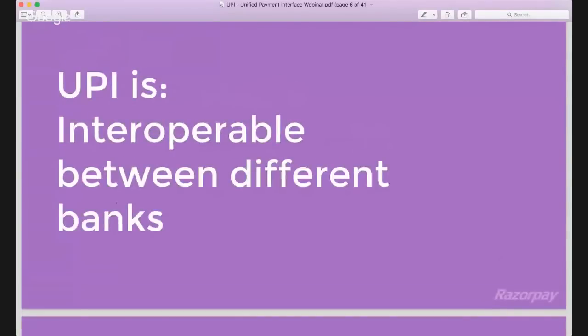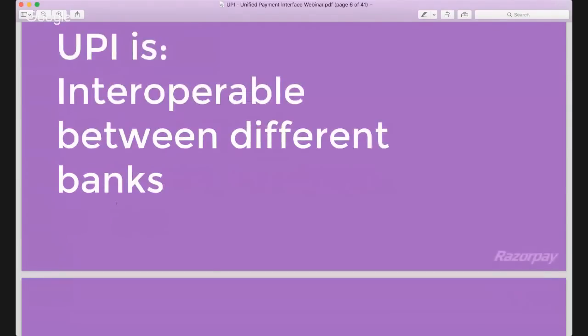UPI is interoperable between different banks, which means even if you have a bank application of a particular bank, you can still use UPI as a payment method to transfer funds from a different bank account, which that particular bank application might not even own. They won't know about the transfer at all. They just act as an intermediary, which takes this information and passes it on to UPI itself.